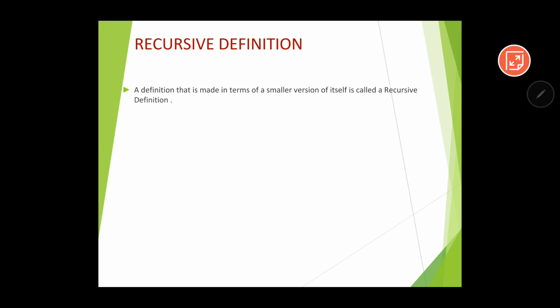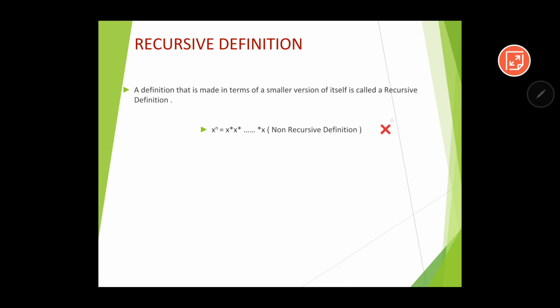So what is a recursive definition? A definition that is made in terms of a smaller version of itself is called a recursive definition. If we can break a particular problem in terms of itself, then it is termed a recursive definition. For example, x to the power n means x will be multiplied n number of times. If we actually multiply x n number of times, then it is a non-recursive definition.